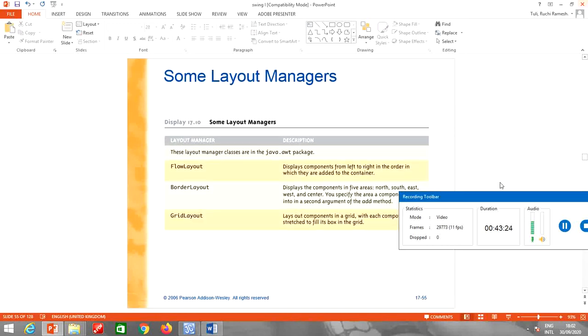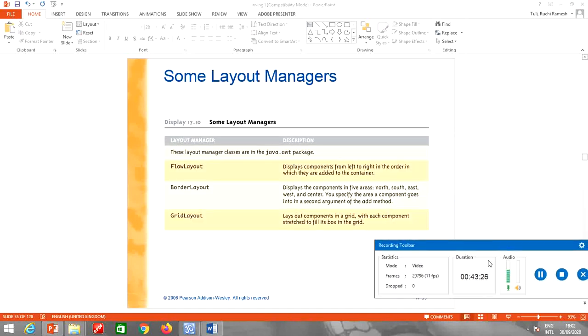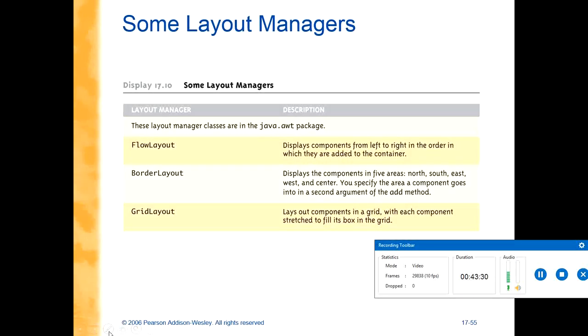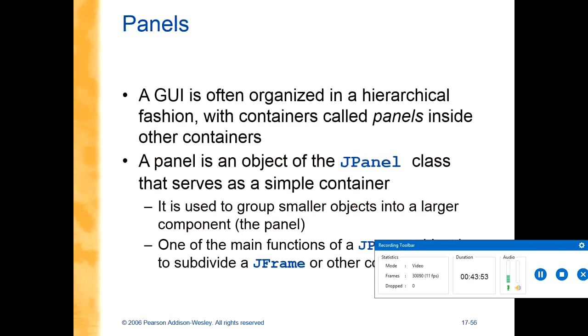Alright, so a summary of the layout managers, let's just have a quick recap of them. These layout managers are defined in the java.awt package. Flow layout displays the components from left to right in the order in which they are added. Border layout displays the components in 5 areas: north, south, east, west and center. Grid layout lays out the components in a grid with each component stretched to fill its box in the grid.